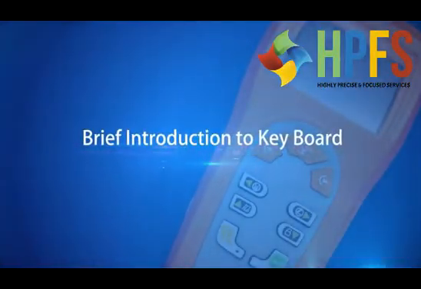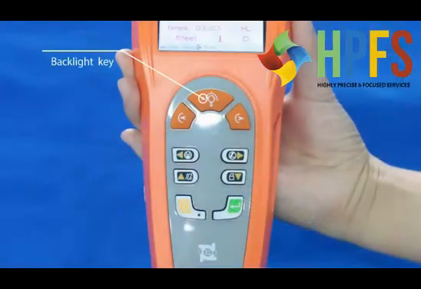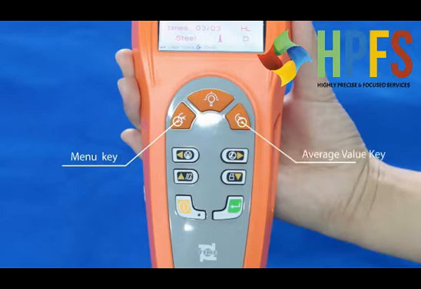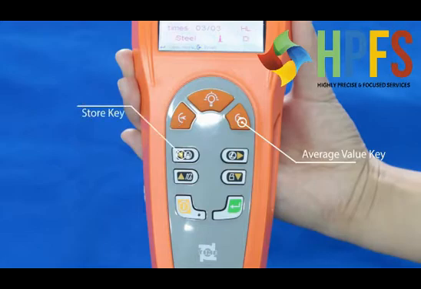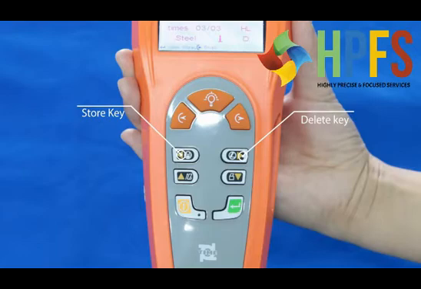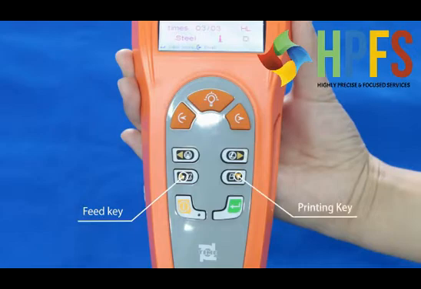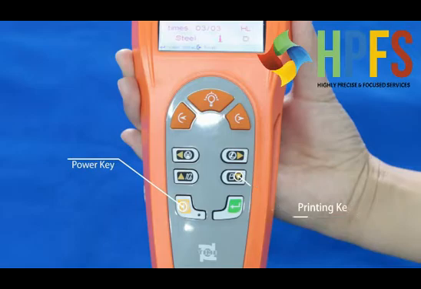Brief introduction to the keyboard. Backlight key to turn the backlight on and off. This key to enter the main menu. This key to calculate the average value before the preset number of times. This key to store the present values. Delete key to delete the tested value. Feed key for manual paper feeding. This key to print the tested value. This is the on and off key. This key to enter the secondary menu.